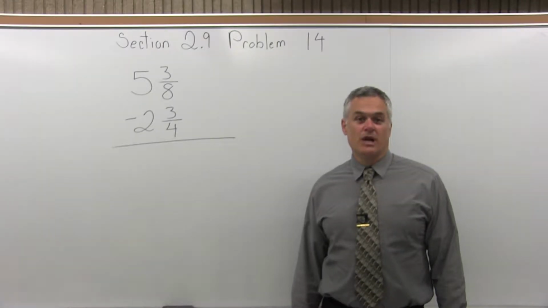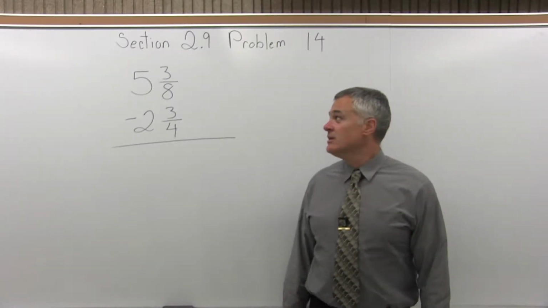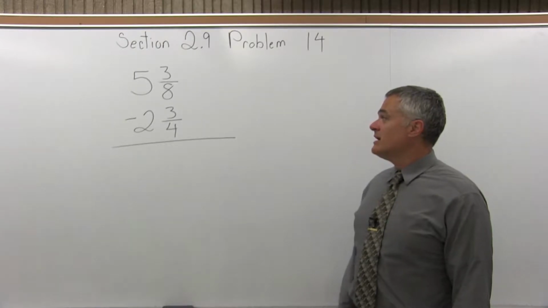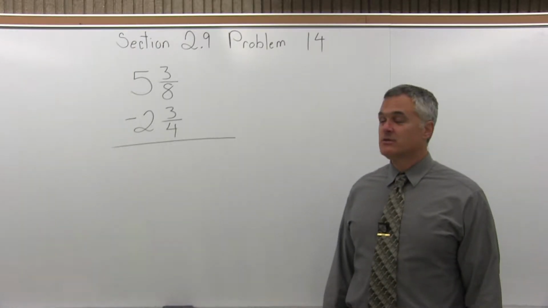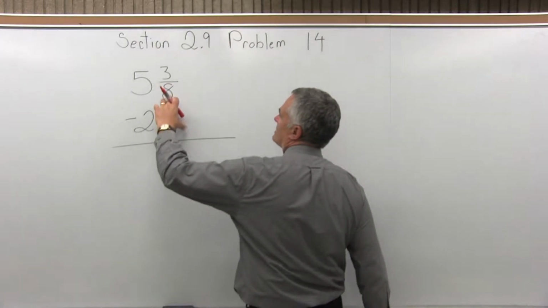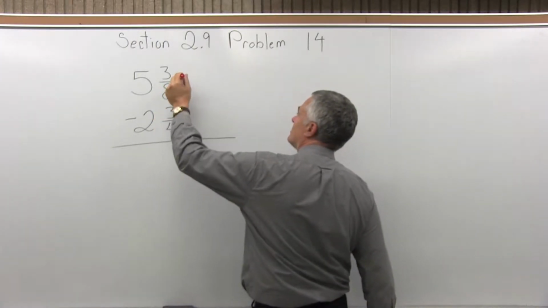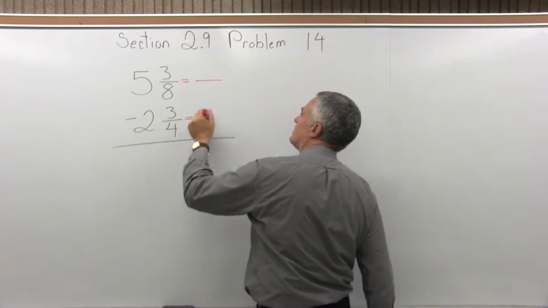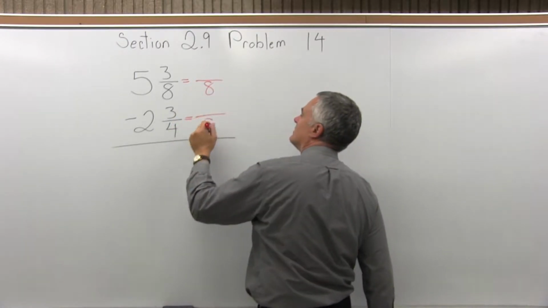This is Section 2.9, Problem number 14. We have 5 3/8 minus 2 3/4. So I need to find the common denominator, and when my denominators are 8 and 4, 8's a good common denominator. So let's give them both a denominator of 8.